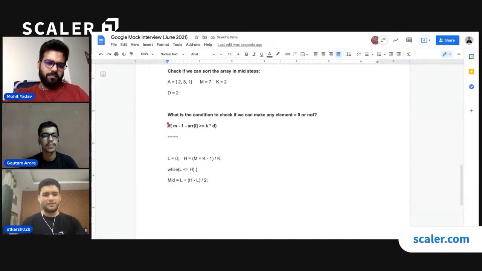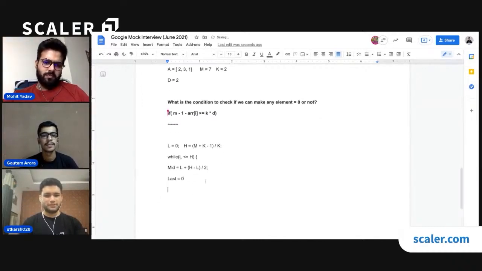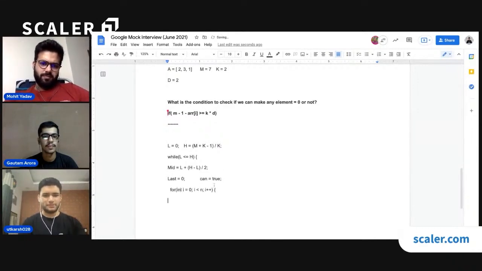Then we need to check whether we can solve it in this particular number of steps or not. So let's take a variable last, which holds the value that currently we can make our element equal to 0. 0 is a good element. Now we'll have a for loop, and we'll take a boolean variable, can, which tells whether we can do it or not. Right now I'm assuming we can do it. So for i from 0 to n, where n is the size of the array.